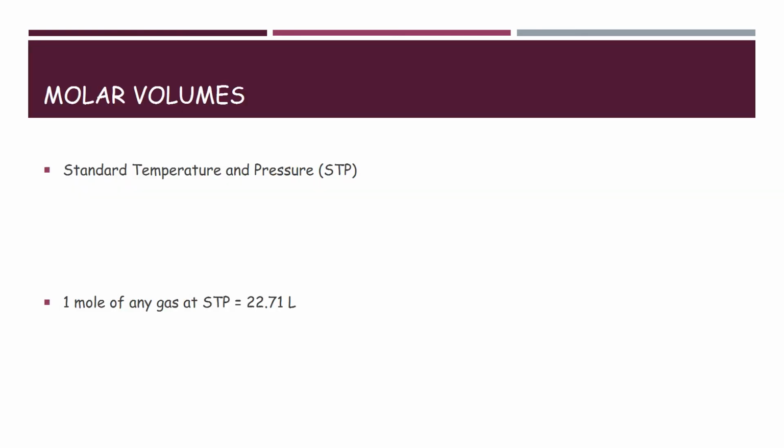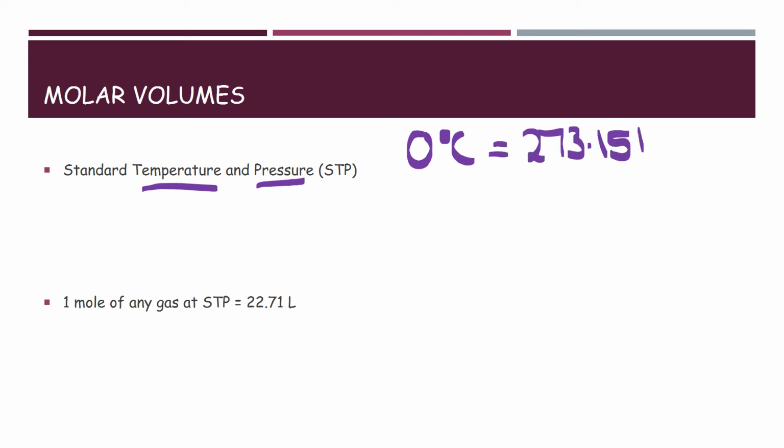So, in order to calculate a mole of volume at STP, we need to know what STP means. And STP is simply standard temperature and pressure. According to IUPAC, the International Union of Pure and Applied Chemistry, the standard temperature is 0 degrees Celsius, which is equal to 273.15 Kelvin. And the standard pressure is 100 kilopascals. And any mole of any gas at STP will occupy 22.71 litres.